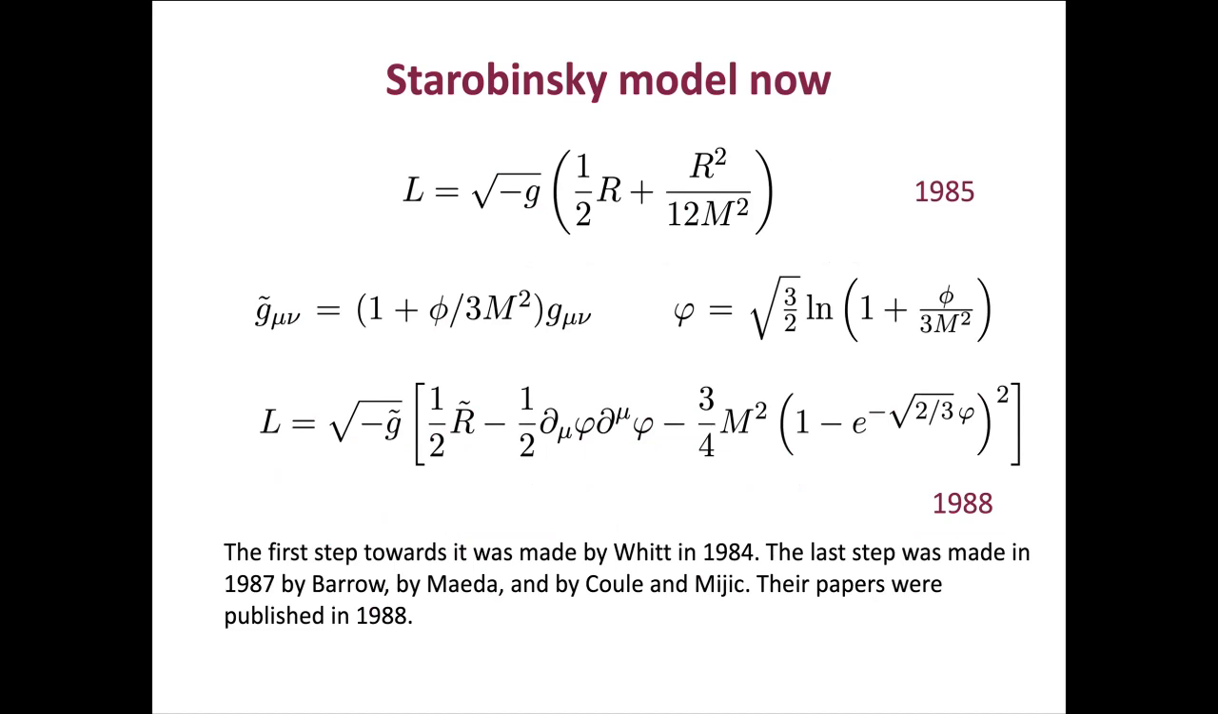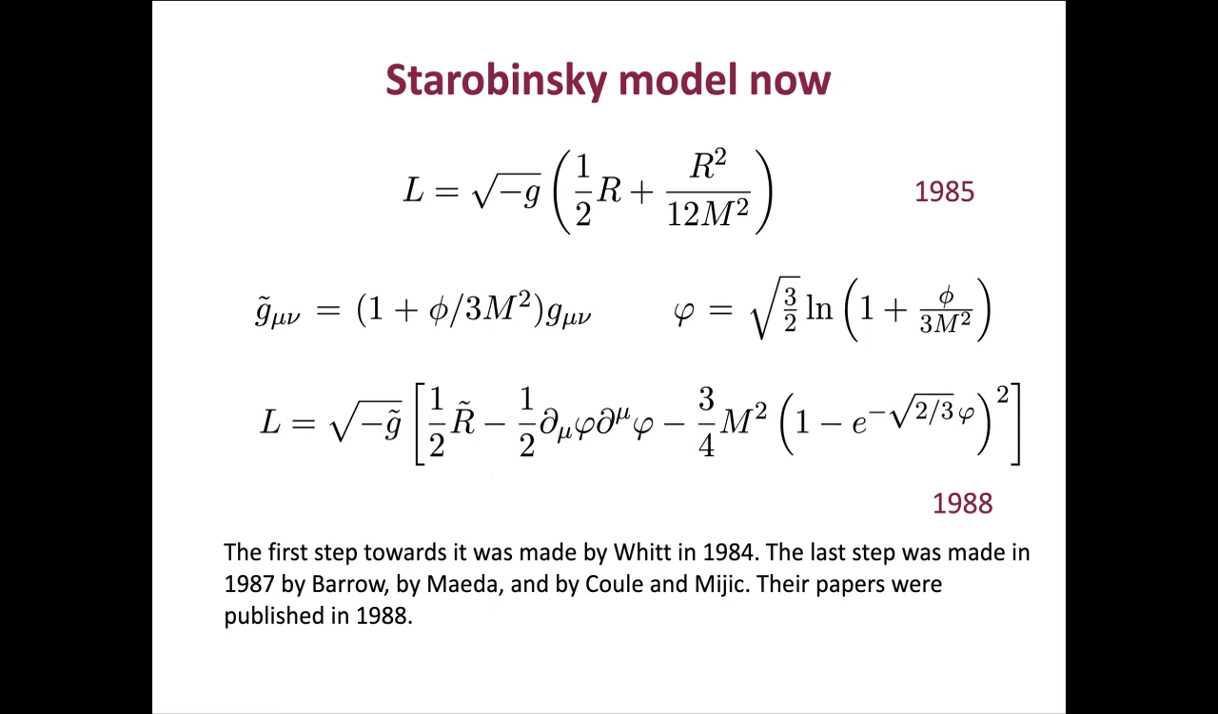This was the model which was formulated in our paper. And then later in '84, this model was looked at by Witt, who did not know that this is a Starobinsky model. And he made some transformation of metric and scalar field and represented the model in a convenient way, but not in as convenient a way as you see right now in the last line.